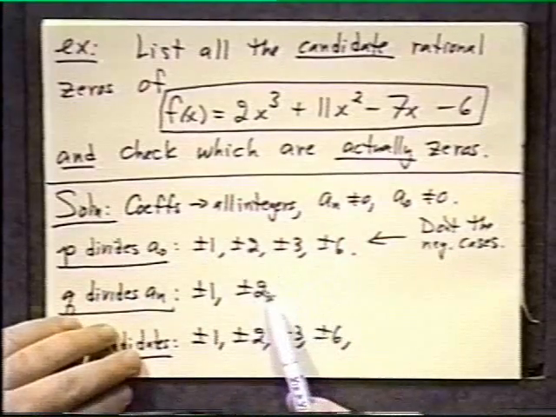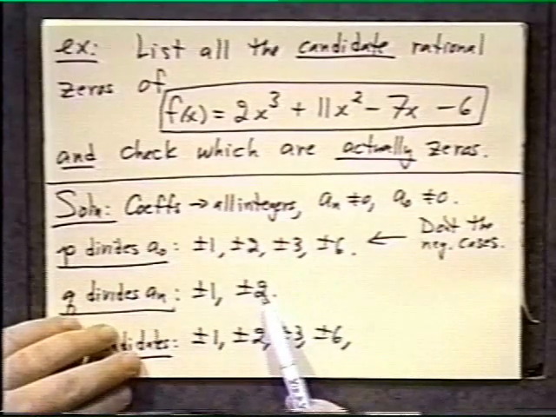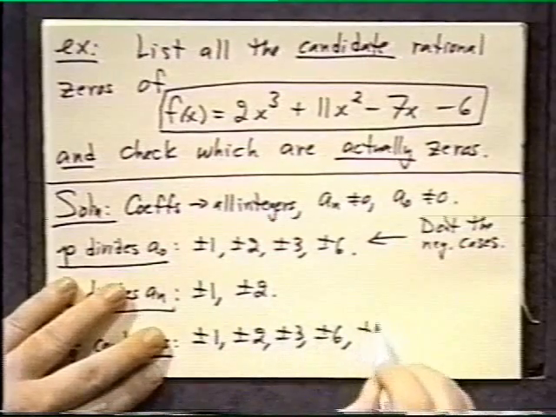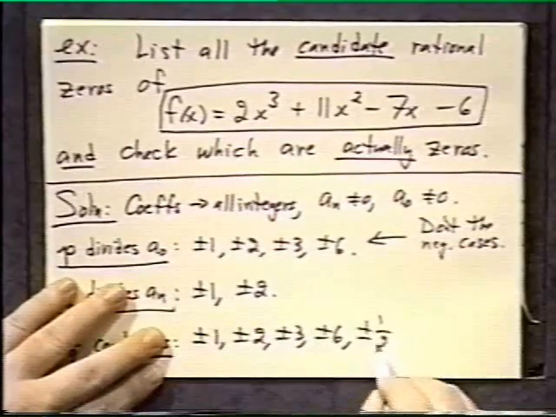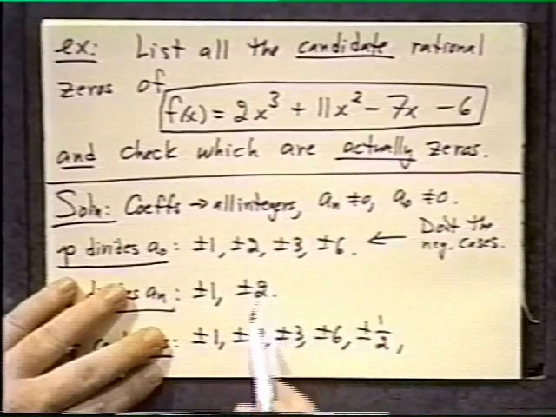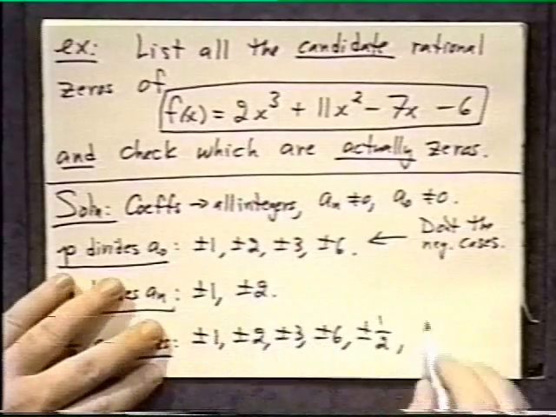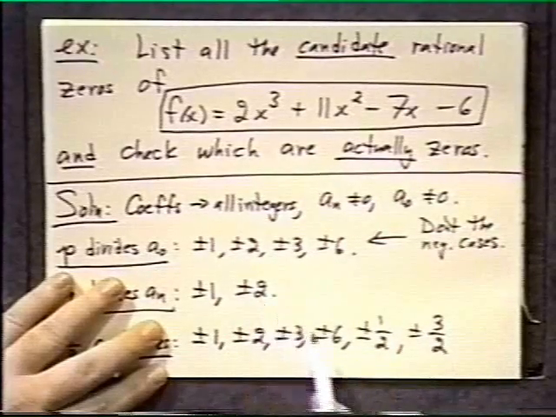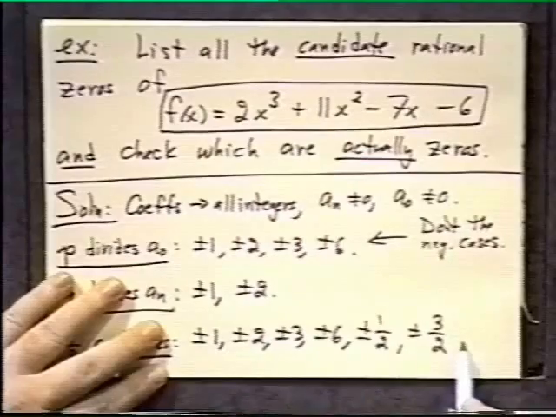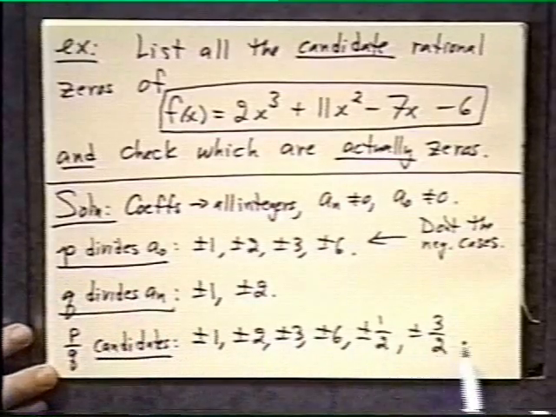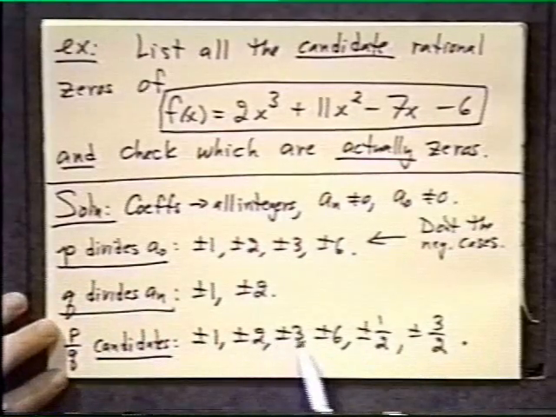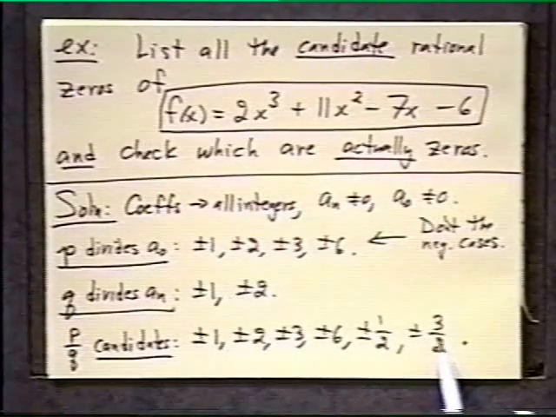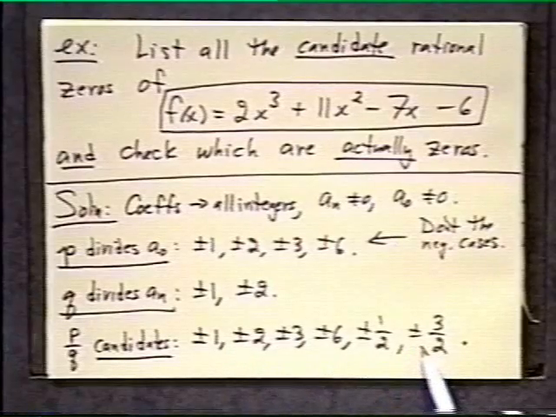Then the p's divided by the 2's will preserve their plus or minus, but let's see, we gain some new ones. 1 over 2 gives us plus or minus 1/2. 2 over 2, of course, is 1, which we already have. 3 over 2 is a new one, plus or minus 3/2. And 6 over 2 gives us 3, which we already have. So here are all the candidates for rational zeros. That's 1, 2, 3, 4, 5, 6 times 2. That's 12 candidates. Now we know that at most 3 of these are correct.